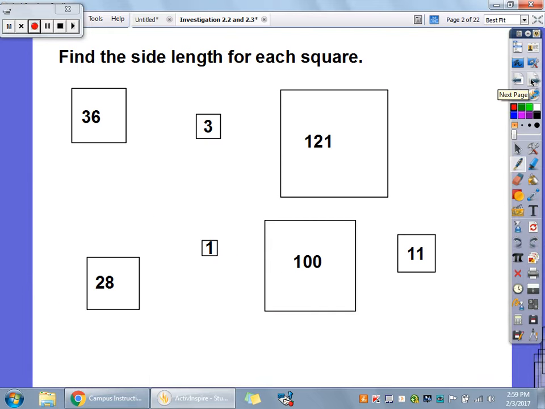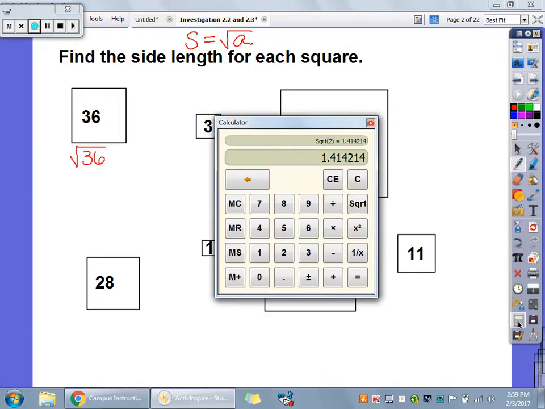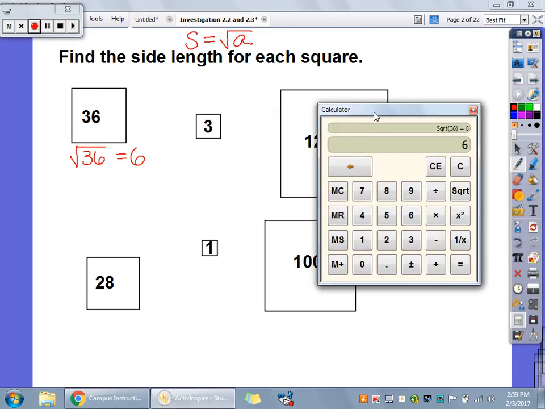Okay, so again, what we're just looking for is the relationship between the area and the side length. You can think of it like this: the side length is equal to the square root of the area. Now, if it comes out evenly, if it's a perfect square, like 36, and you punch it into your calculator, the square root of 36 is 6, so we can write the side length as just 6. If we type in the square root of 3, this comes out as some weird decimal, so we just leave this one as the square root of 3.